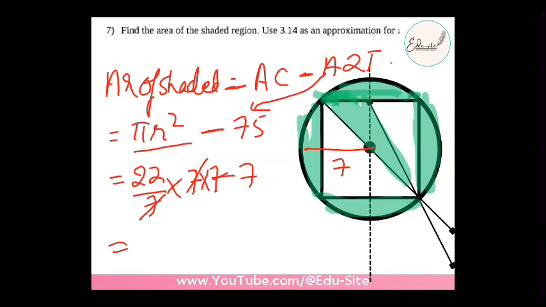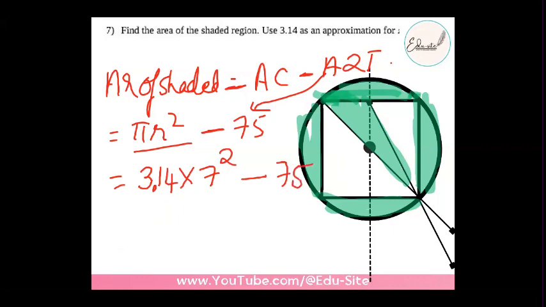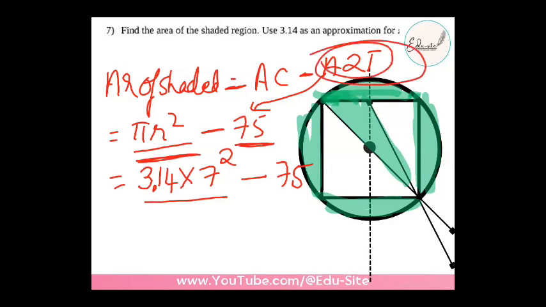You want to do it that way? Okay. 3.14 multiplied by 7 squared minus 75. Have you understood till here? Any doubts till here? This is nothing but pi r squared, the entire circle, minus the area of the two triangles that we had already calculated. So it's 78.86.